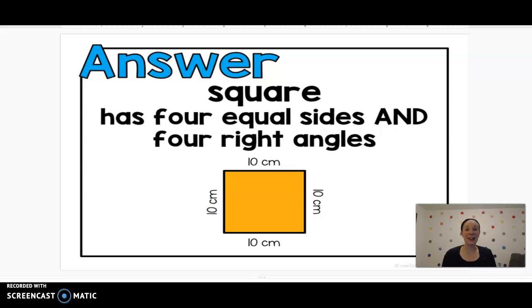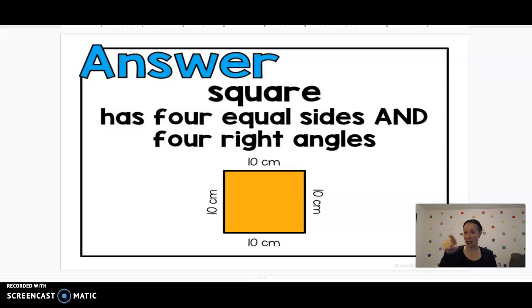A square is another example of a parallelogram. It has two sides that go on forever and ever. So the ones that go up and down are parallel, and the ones that go to the side are parallel. They never touch. But a square is a specific type of parallelogram. It has four equal sides. The sides are equal in length, and it has four right angles.